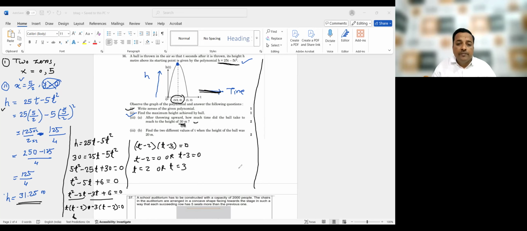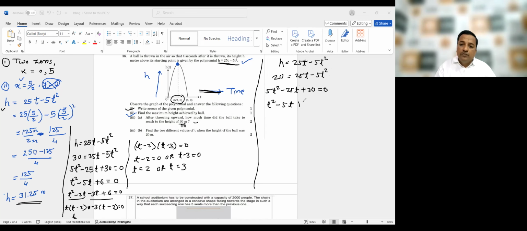And the next one is: find two different values of t. Here it is clearly said to find two different values of t when the height of the ball was 20 meters. So again the same formula, h = 25t - 5t². The height is 20, so 20 = 25t - 5t². Shift again to this side: 5t² - 25t + 20 = 0. Divide by 5. So t² - 5t + 4.